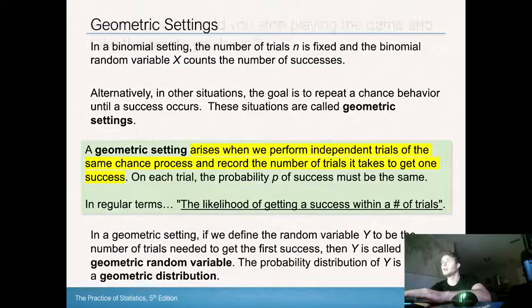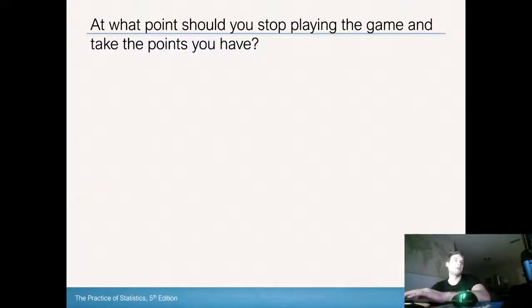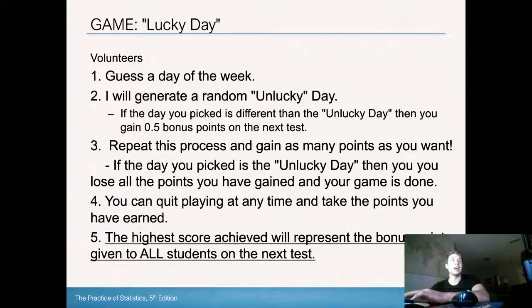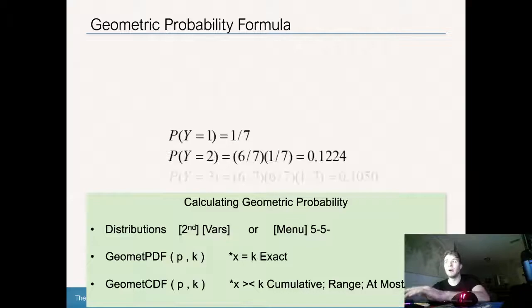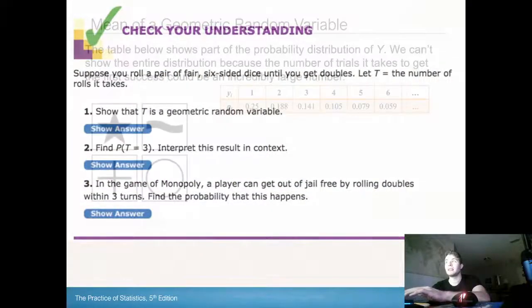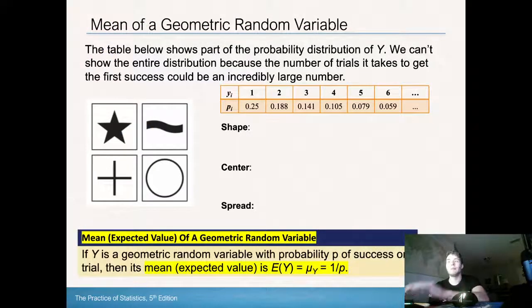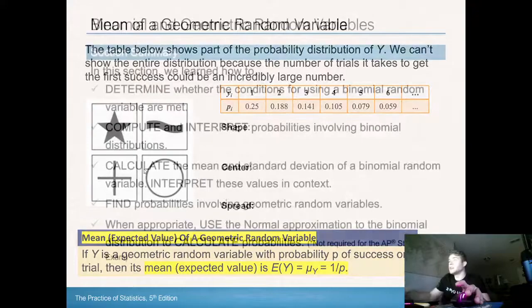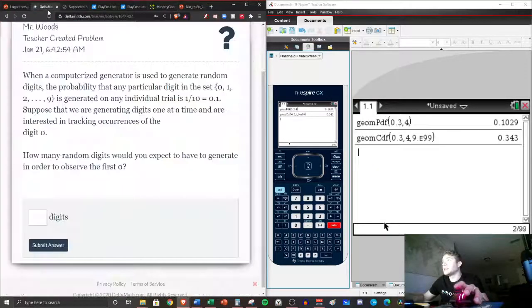I'd asked this question, at what point should you have stopped playing the game? We had this game, the lucky day, and you're expected to get the unlucky day at some point, but what number was that? Well, all we had to do to find the expected first success, or that first unlucky day, you take 1 divided by the probability. The formula is very easy to use. So let's go back to this and let's look at this situation.